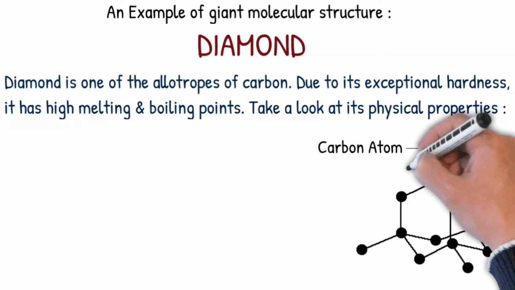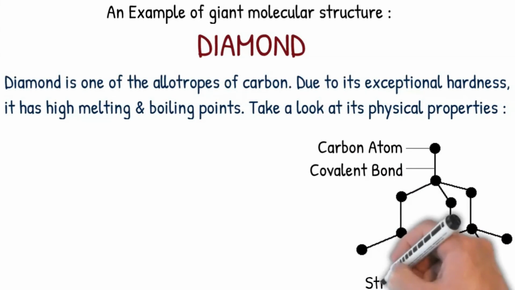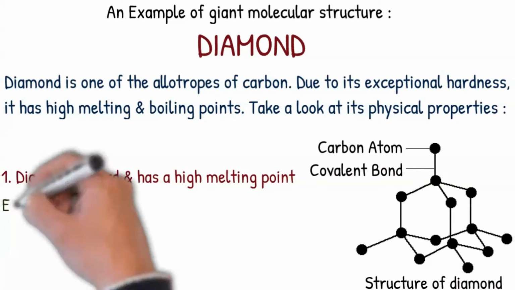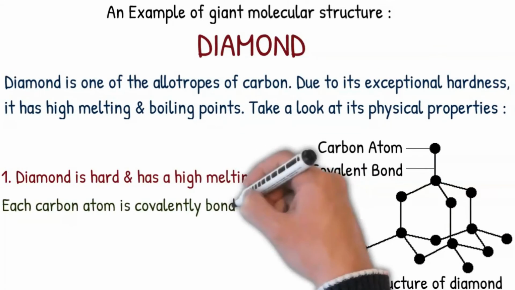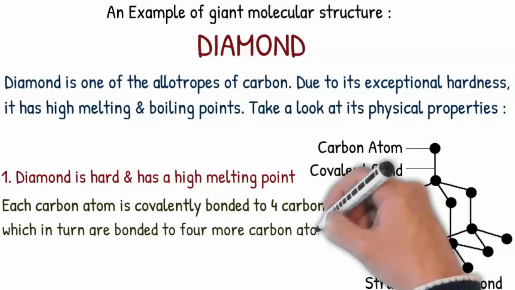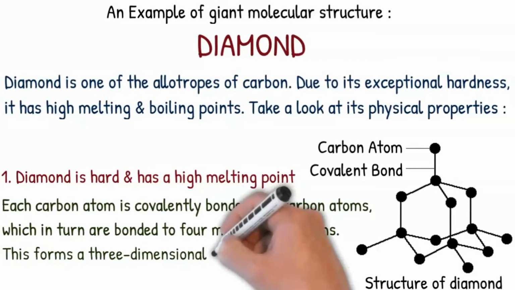Carbon atom. Covalent bond. Structure of diamond. Diamond is hard and has a high melting point. Each carbon atom is covalently bonded to 4 carbon atoms, which in turn are bonded to 4 more carbon atoms. This forms a 3-dimensional structure.